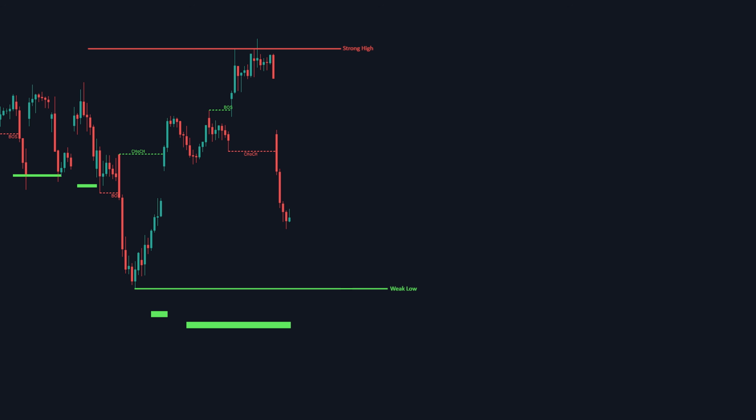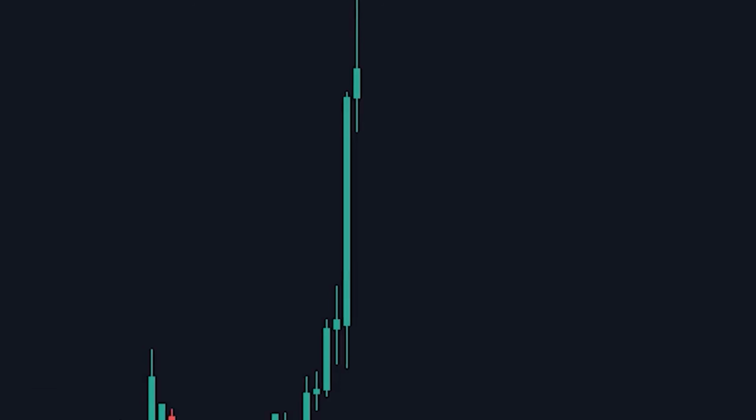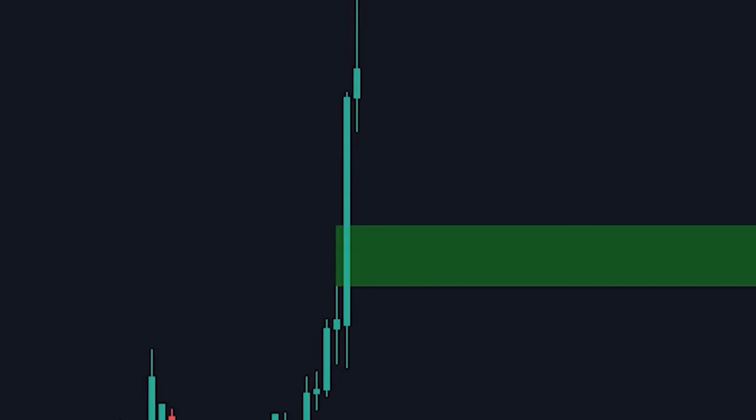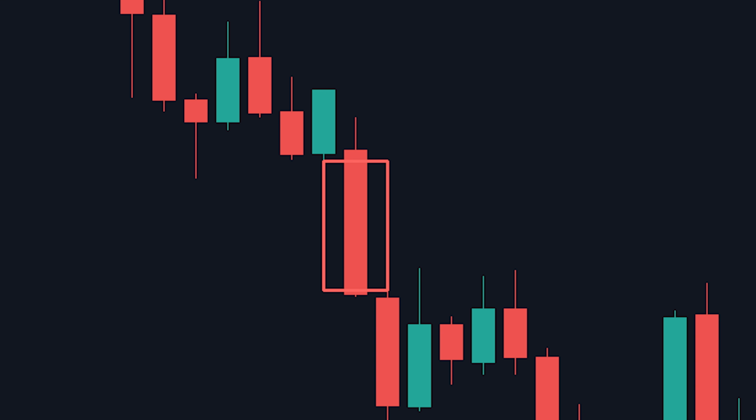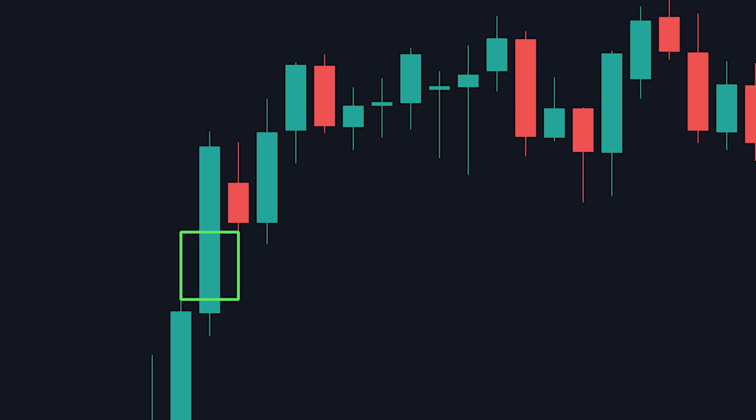If you aren't using the indicator and want to do it manually, you can mark a fair value gap by taking the previous candle's wick before the big move, then taking the next candle's wick after the big move. This rectangle area is the fair value gap itself. If the big move is moving down, it's a bearish fair value gap. If the big move is moving up, it's a bullish fair value gap.